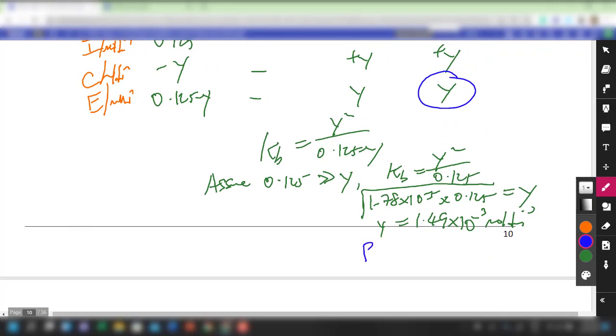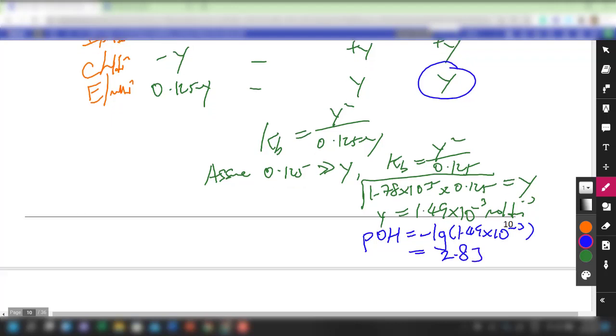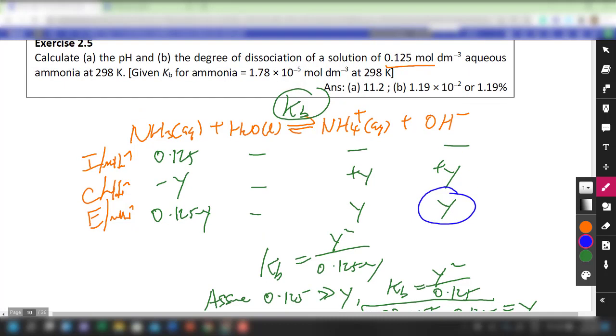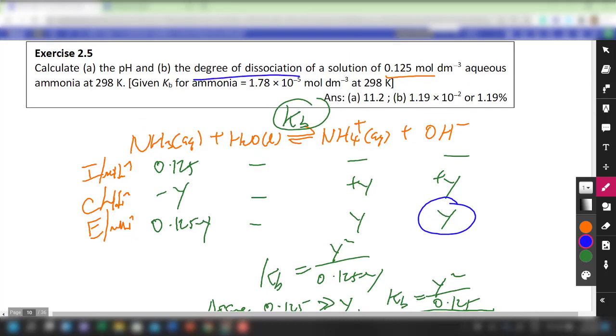So if you take the negative log base 10, you are calculating pOH, not pH. So just be careful. So minus log base 10, 1.49 times 10 to the power minus 3, we will be able to get 2.83. Okay, so pOH 2.83, pH would be 14 minus 2.83, and we'll get 11.2. Okay, and then to calculate the extent or the degree of dissociation, we'll take y divided by 0.125.